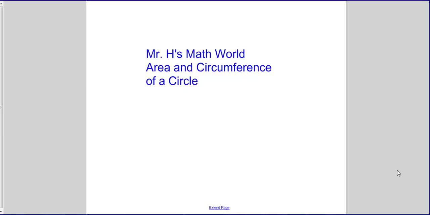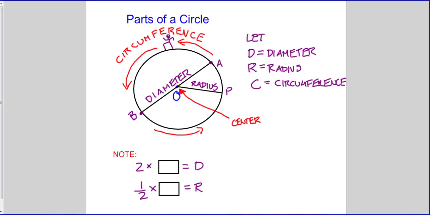This video looks at the area and circumference of a circle. So first of all, I'll talk about the parts of a circle. You have the center, which is equal distance from any point on the circle. So these are all points on the circle here. This forms a circle. So all points are equal distance from the center.